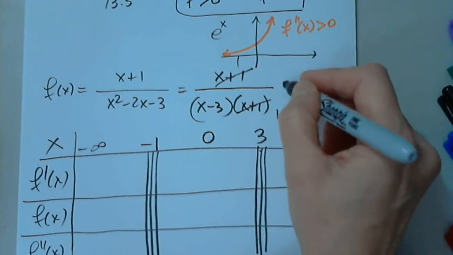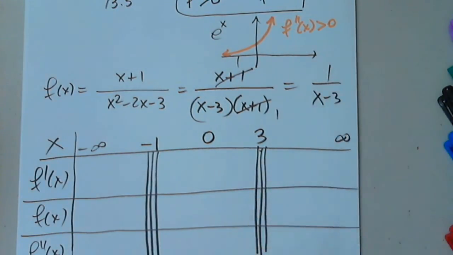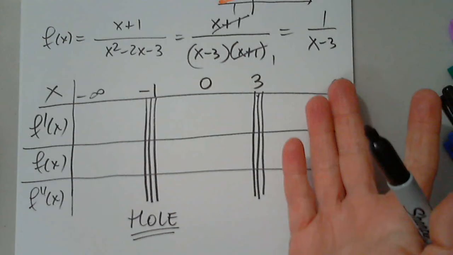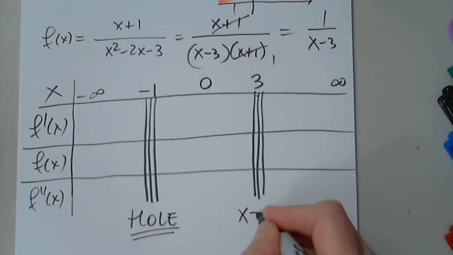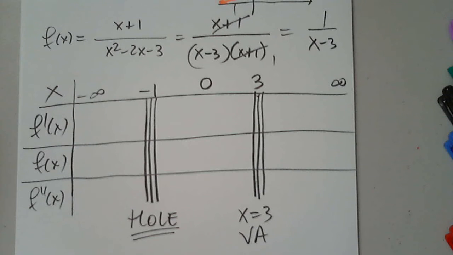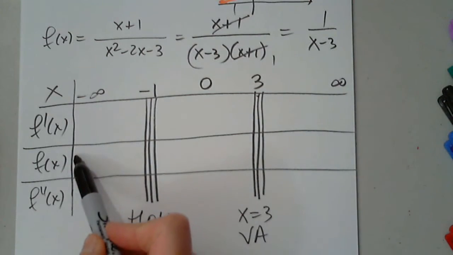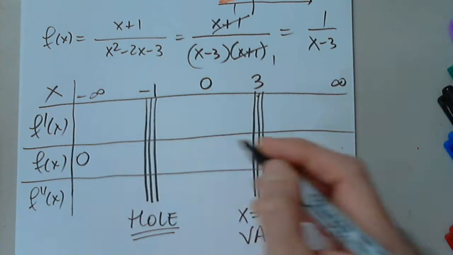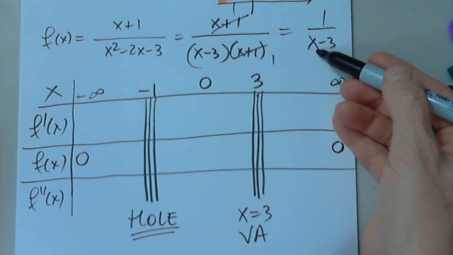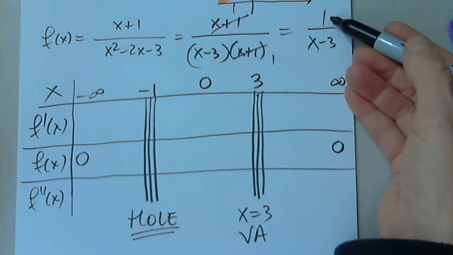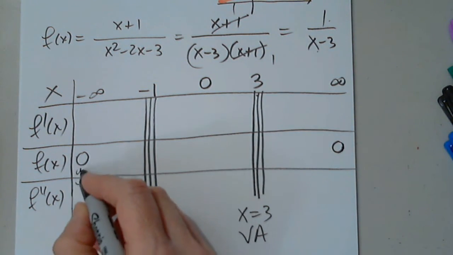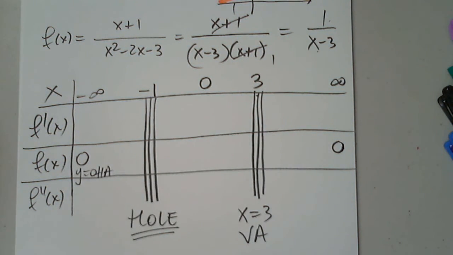Now we will simplify. Because I simplified x plus 1, I will write myself a note, hole. Because I cannot simplify x minus 3, I will write myself x equals 3 is a VA. The limit here and the limit here will follow. When x approaches infinity, I see what this is. It must be 0, because it's 1 over infinity. Always remember, pi divided by 10 billion is 0. So I write y equals 0 is a horizontal asymptote immediately.